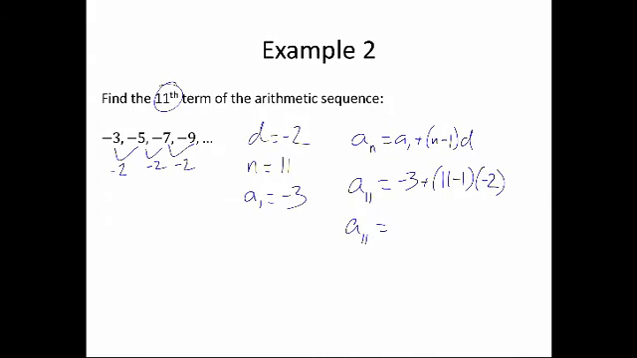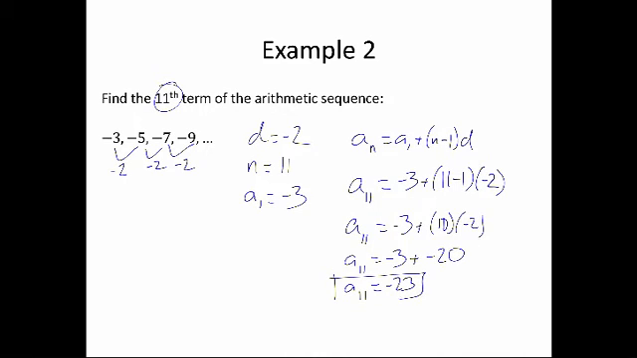Let's clean this up a little bit. We've got a sub 11 equals -3 plus 11 minus 1 is 10 times -2. So a sub 11 equals -3 plus 10 times -2 is -20. When we add those two together, we get a sub 11 equals -23. And so that is our 11th term.